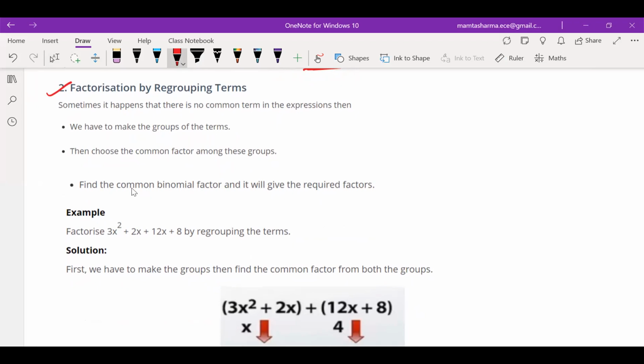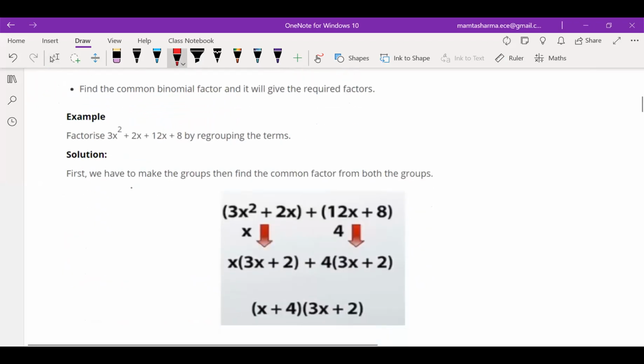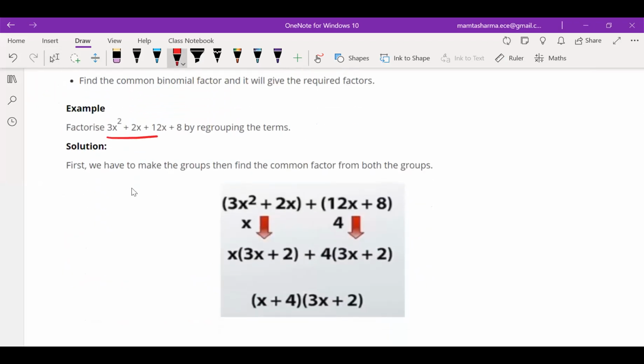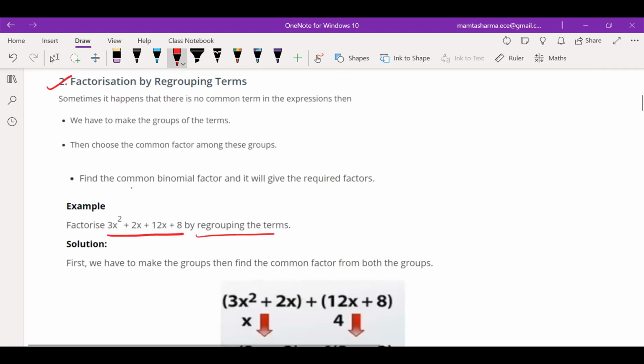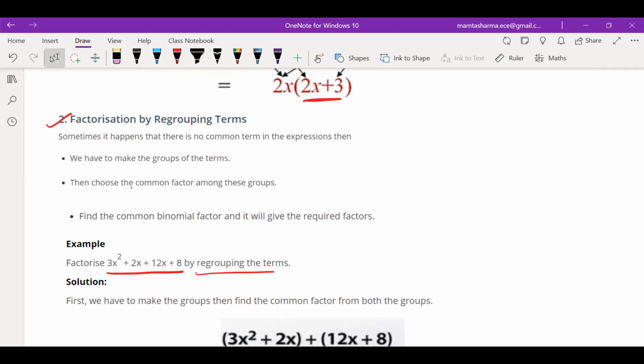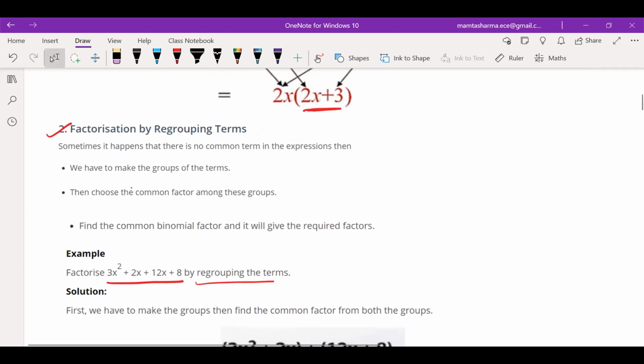First, you have to select the group in which there might be a common term. Group the terms, then take the common factor. Like if I take this example, 3x square plus 2x plus 12x plus 8, how will you factorize this expression? By regrouping the terms. Yeah, do it, and tell me the answer.